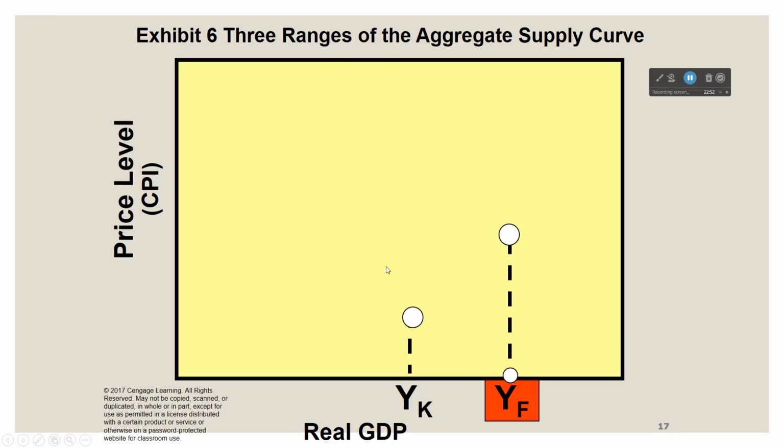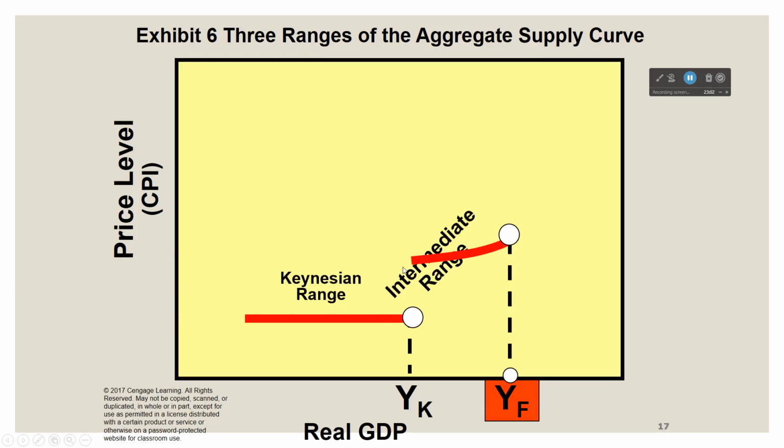Okay, here are the three ranges of the aggregate supply curve. There's the Keynesian range, you can see here. Then next we have the intermediate range, and this should meet up here. I don't know why it doesn't. And then we have this vertical section here, and that is called the classical range.